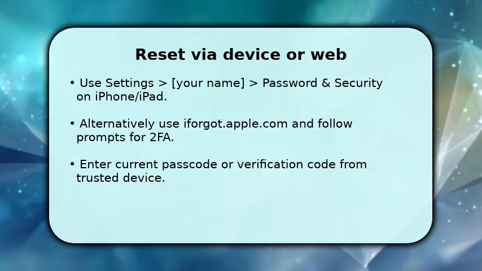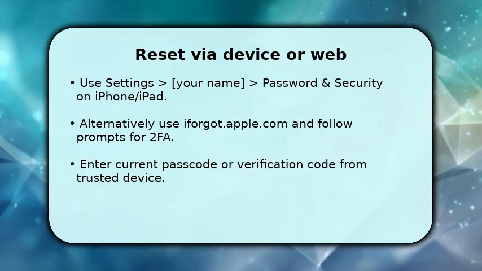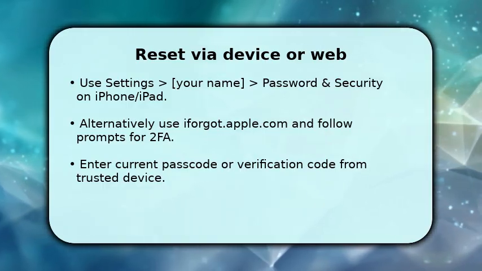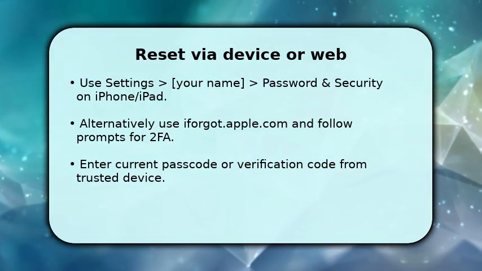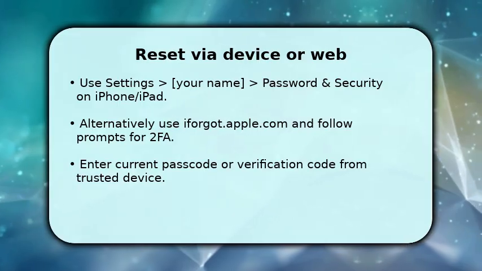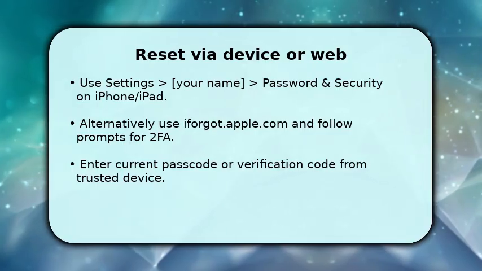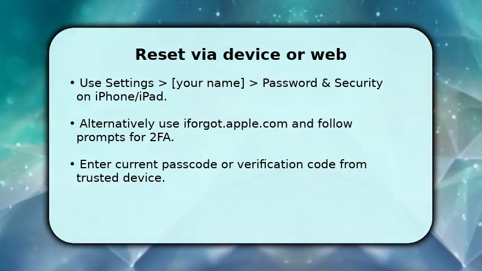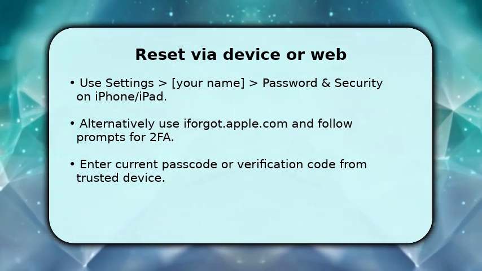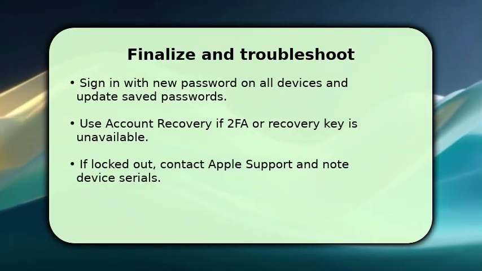Next, perform the reset. On iPhone, go to Settings, tap your name, then Password and Security and choose Change Password. If you're on a Mac, use System Settings. Alternatively, use iForgot.apple.com, enter your Apple ID and follow two-factor prompts. When asked, provide your device passcode or the verification code sent to a trusted device. This proves ownership. After that, choose a strong new password you haven't used with this account to avoid reuse issues and to maintain security.